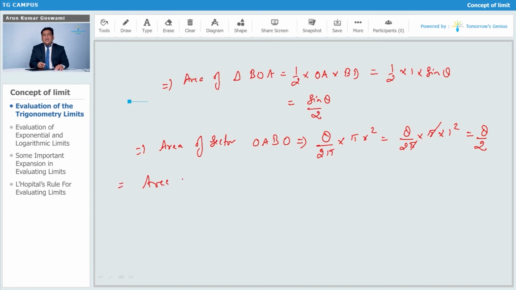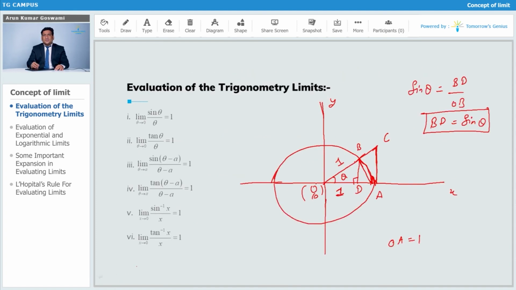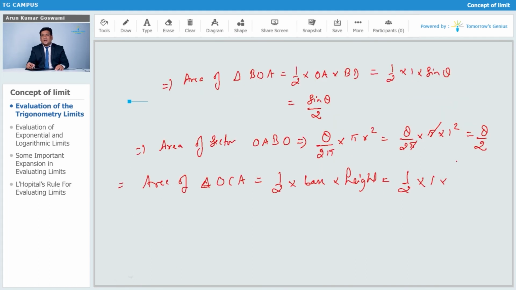And the area of triangle OCA is nothing but, again, half base into height. So half, what is the base? OA, which is nothing but 1. Height is nothing but AC, you can see that. So we can take height as AC. Okay. And what is AC?